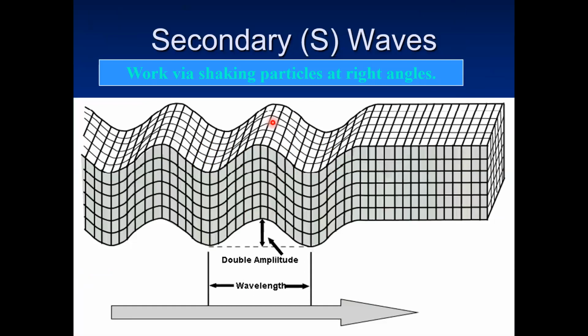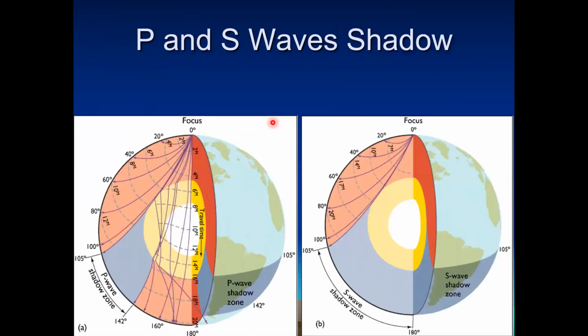These are just some diagrams showing the secondary wave, what it would do to material that it's moving through. And then there are shadow zones.